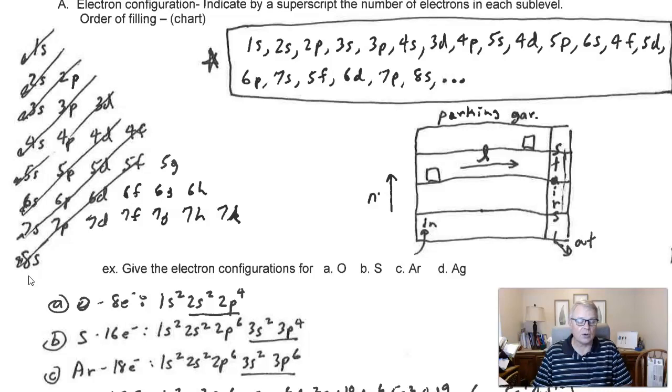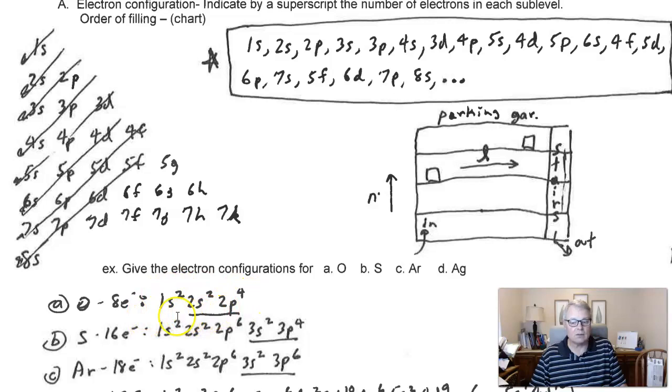Okay, well, I've got 8 electrons, and so it's kind of like having 8 cars, and I need to find parking spots for my little 8 cars. So where am I going to put them? Well, I'm going to fill up the lowest energy sublevel first, and I'm going to go to the next lowest, and so on and so forth until I run out of electrons. All right, so the first two electrons are going to go where? Well, they're going to go in the 1s. So we're going to write it like this, 1s2.